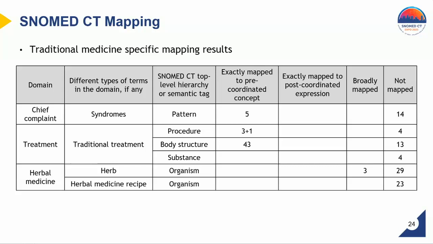As for the different treatment methods, 3 concepts were exactly mapped to existing SNOMED CT concepts. However, I also found another concept from traditional medicine community content browser that could be exactly mapped to one of traditional treatment source term, which was electroacupuncture. Unfortunately, source terms describing traditional medicinal drugs that is used with traditional treatment and describing herbs and herbal medicine recipe could not be mapped to SNOMED CT since semantically equivalent concepts did not exist.